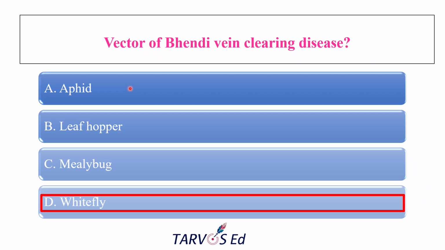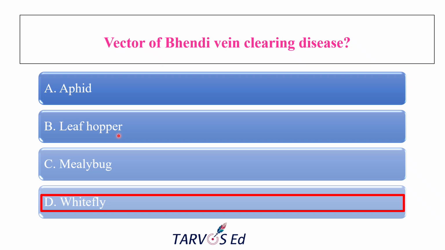And aphid is a vector for most of the mosaic viruses, not for Bhendi vein clearing disease. It is for Banana bunchy top virus, papaya mosaic virus and so on, not for Bhendi vein clearing. And leafhopper is the vector for phytoplasma diseases, and rice tungro, which is mainly transmitted by the green leafhopper.